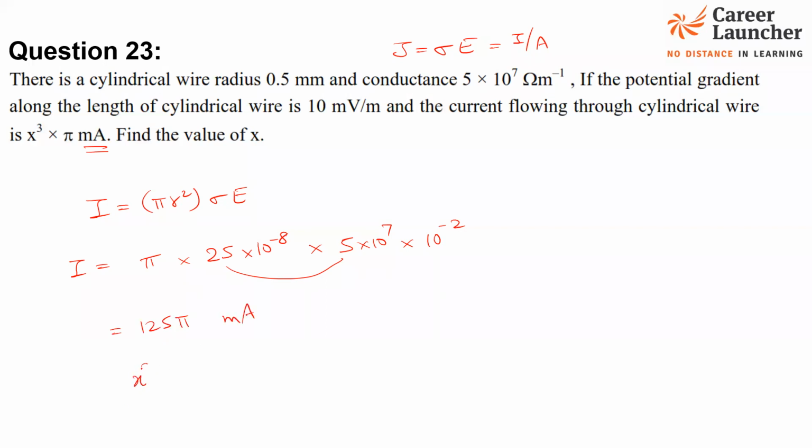125 means x cube is 125. So x will be equal to simply 5. So the value of x is 5. My answer is 5. This can be written as slightly on the difficult side, because to crack conductance, usually people are not so used to the term conductance here. So this you can call it a difficult problem.